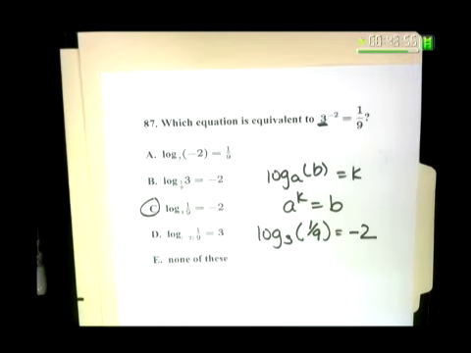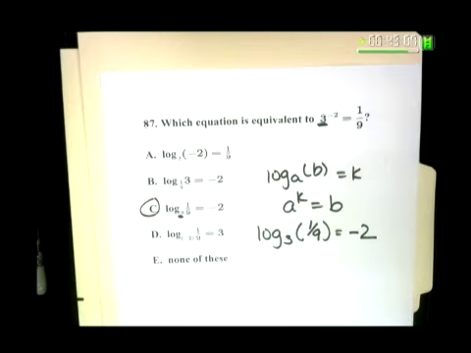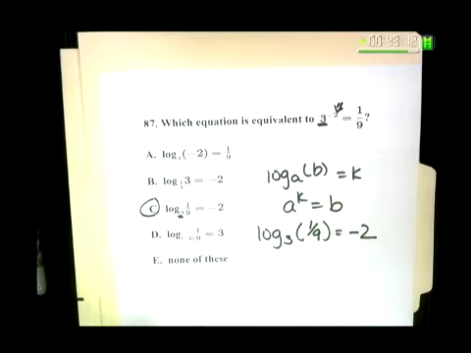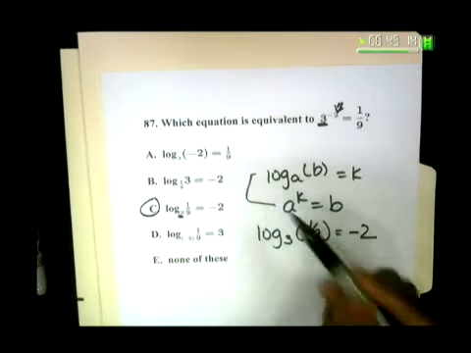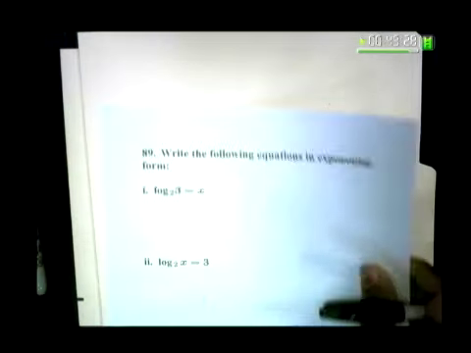Or C? That looks very strange, because 1/9 doesn't look like an exponent. It looks like a base. This is the base, and the exponent here is negative 2. It just comes from this relationship. We're going to skip 88. Let's look at 89, because 88 is a little bit more of the same.